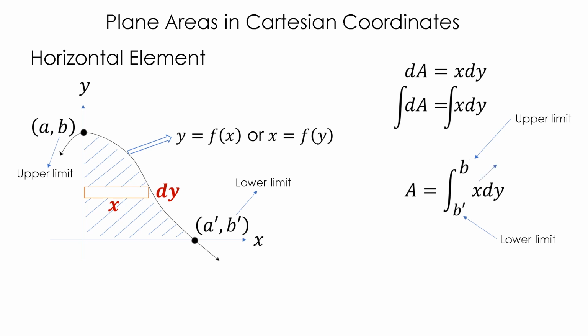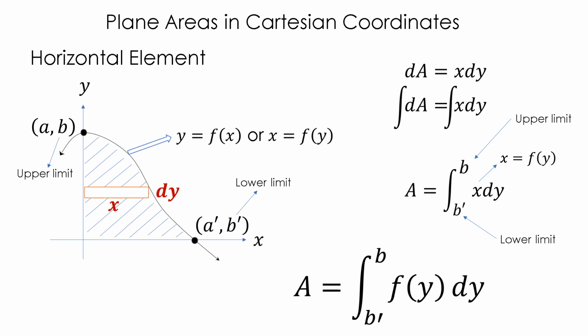We have to express x as a function of y because y is the variable of integration. Substituting x is equal to the function of y will give us the formula to solve this particular area, equivalent to the integral from b prime to b of the function of y dy.